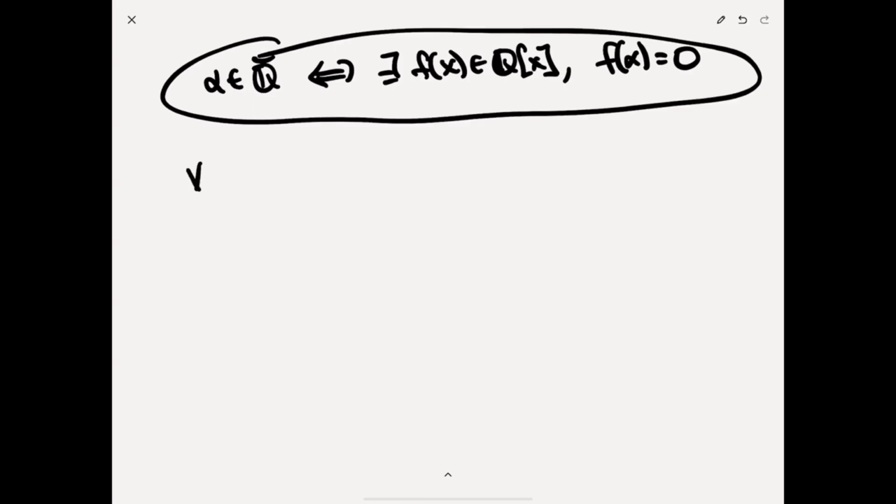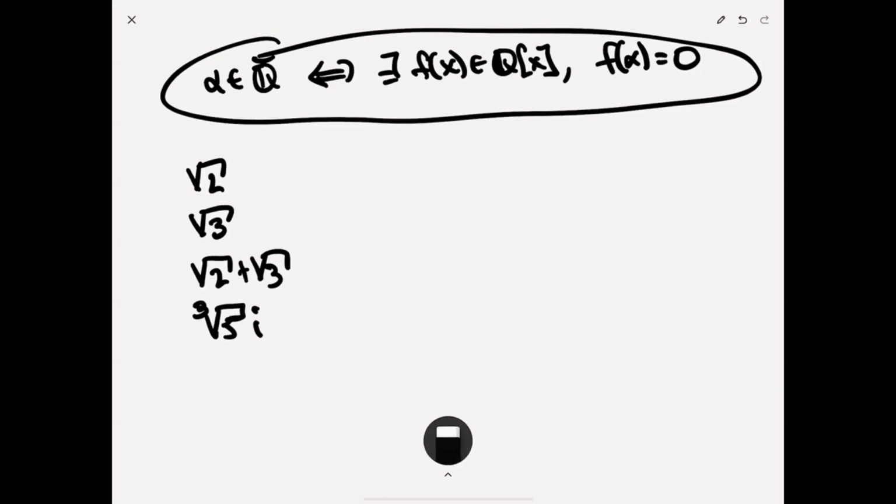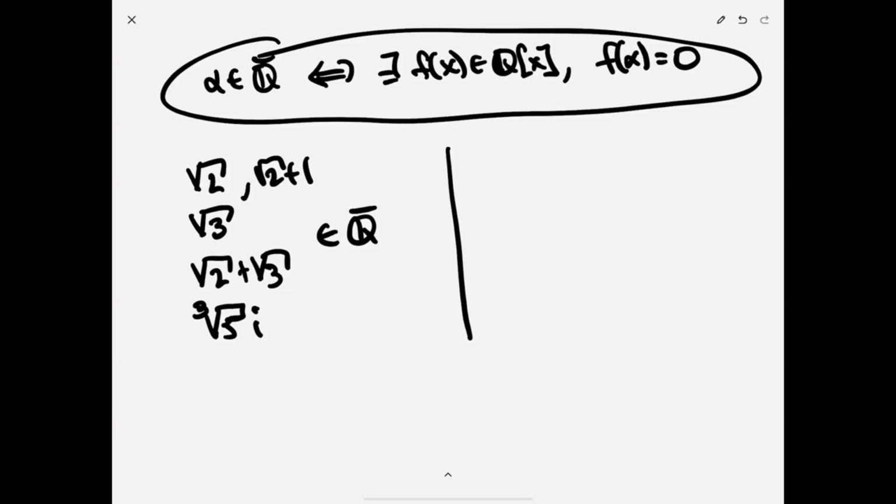And so what's in here? Square root of 2, square root of 3, square root of 2 plus the square root of 3. We'll get to that in a second, why that's still algebraic. The third root of 5, I, any of the roots of unity. These are all elements of Q bar, as is minus square root of 2 plus 1.